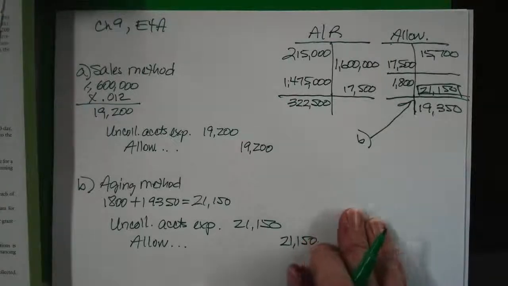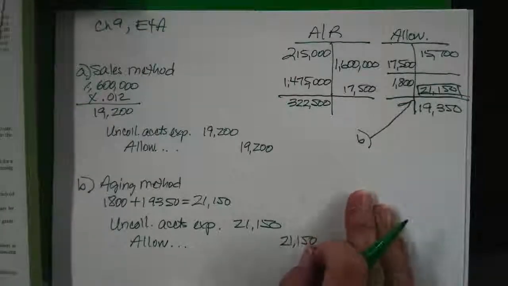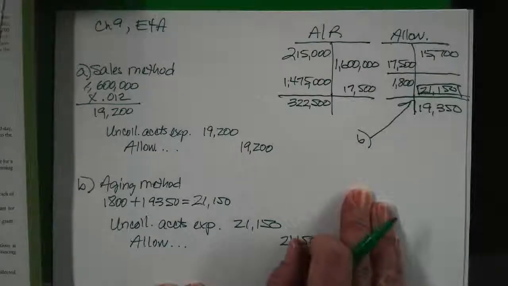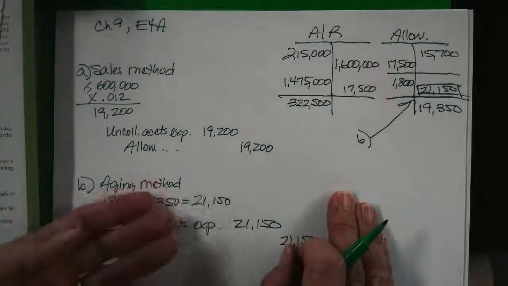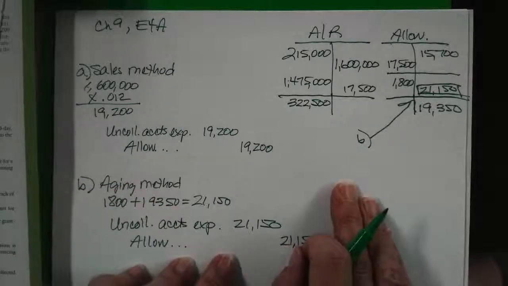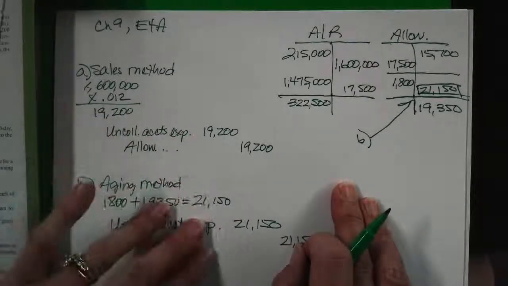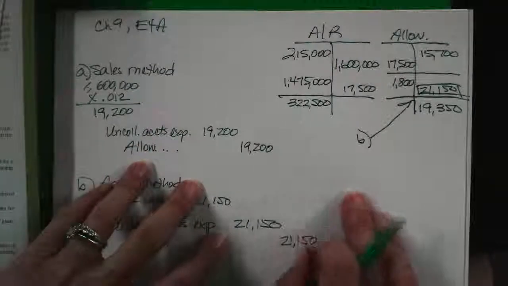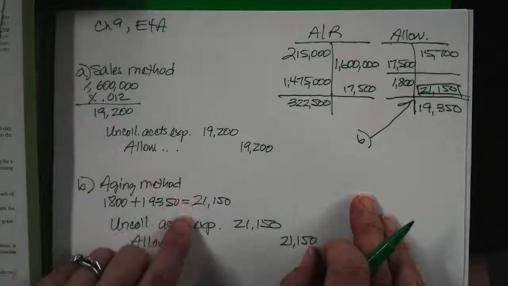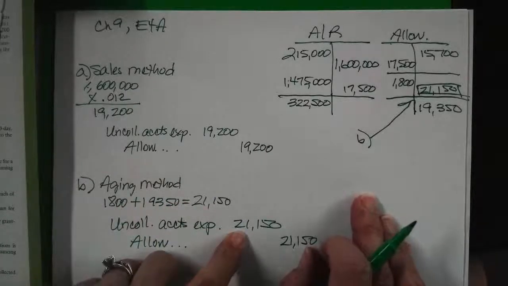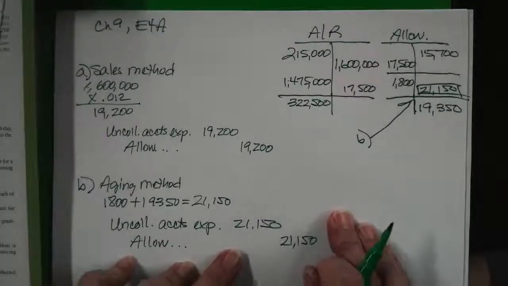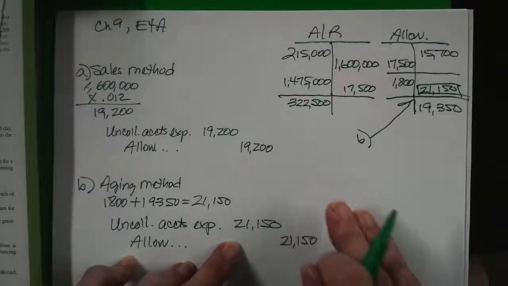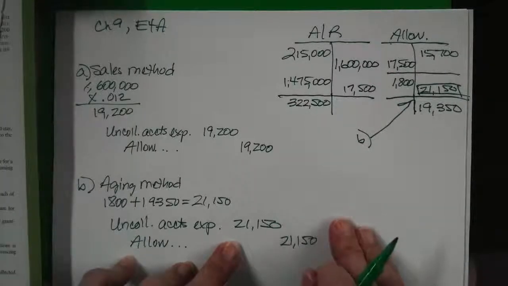Now the important thing for you to be able to do on the exam, the quiz at the end of the chapter, is you're going to have a multiple choice question, and it's going to give you a scenario, and it's going to say we use the sales method, or it's going to say we use the aging method, and one of the choices, both numbers will be in there. So you've got to make sure that you can calculate it independently and say we would debit uncollectible accounts expense $21,150, whatever is appropriate. You're going to have to read the questions carefully to see if it's the sales method or the accounts receivable aging method.